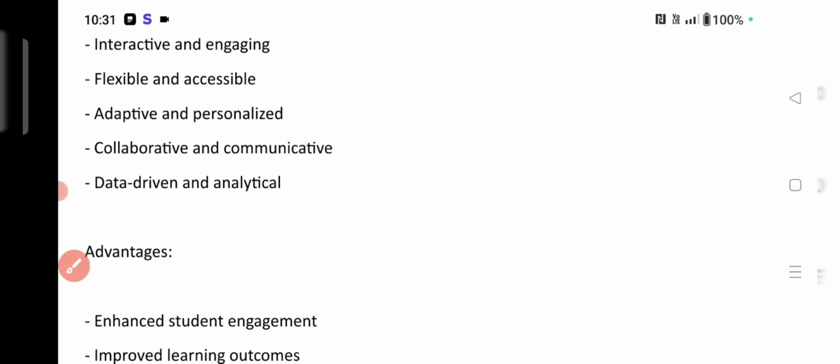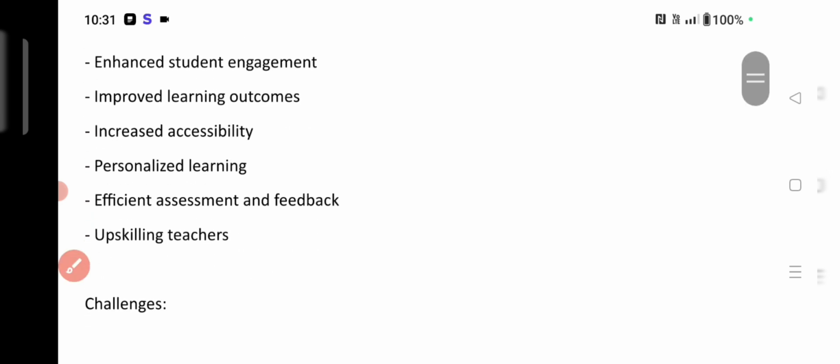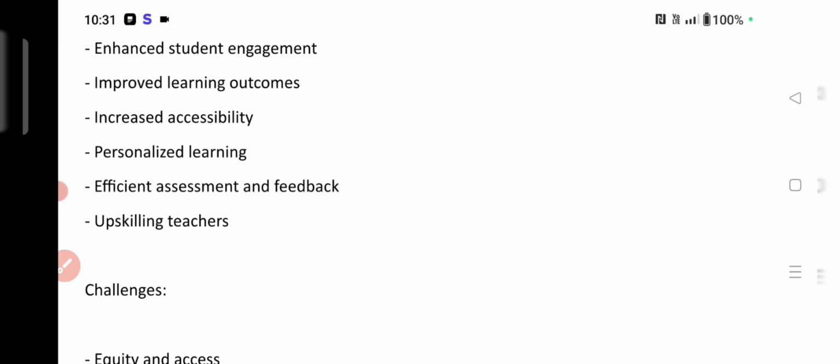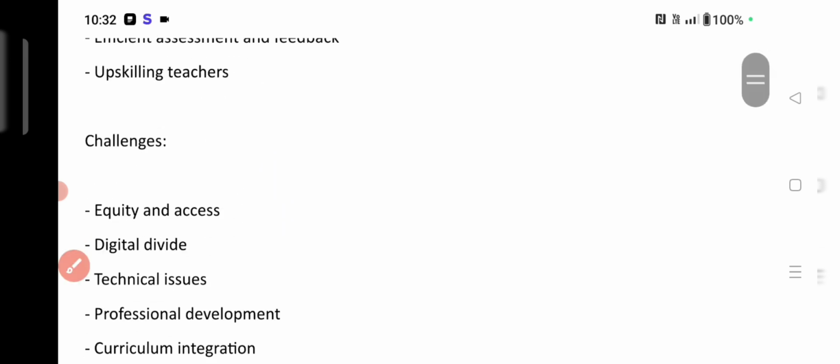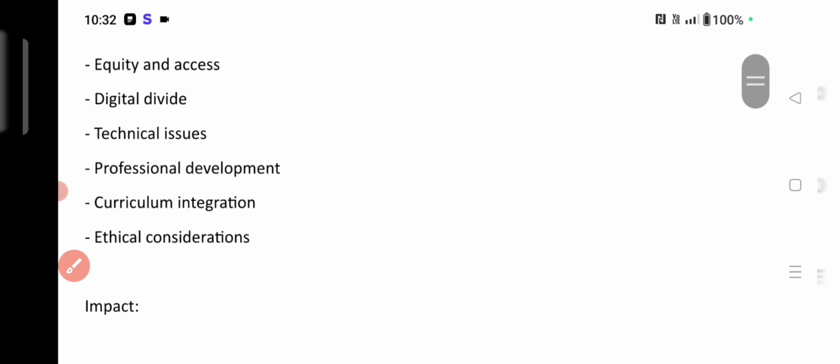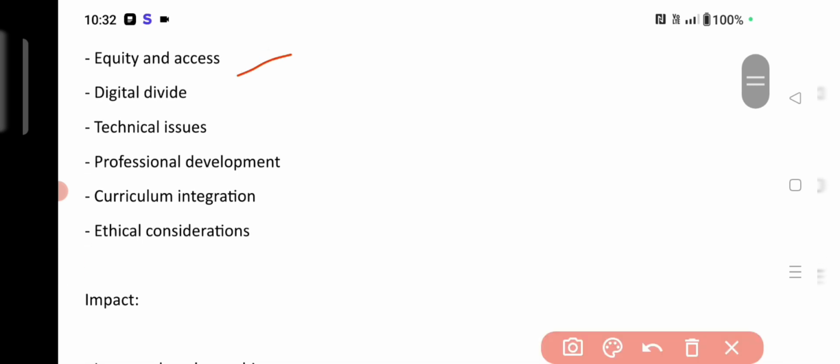Coming to the next one, the advantages of education technology: enhanced student engagement, so the students engage in each and every technology, improved learning outcomes, increased accessibility, personalized learning, efficient assessment and feedback, and upskilling teachers. The challenges we face through education technology are equity and access, digital divide, technical issues, professional development, curriculum integration, and ethical considerations.